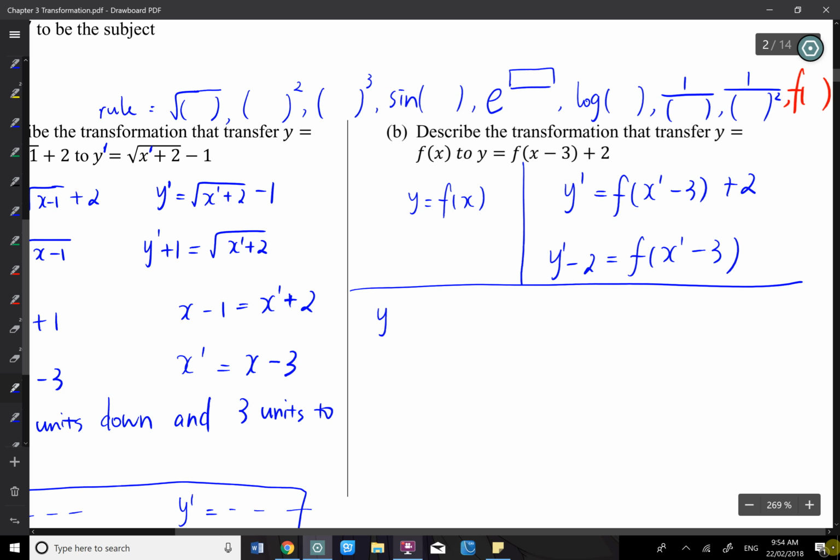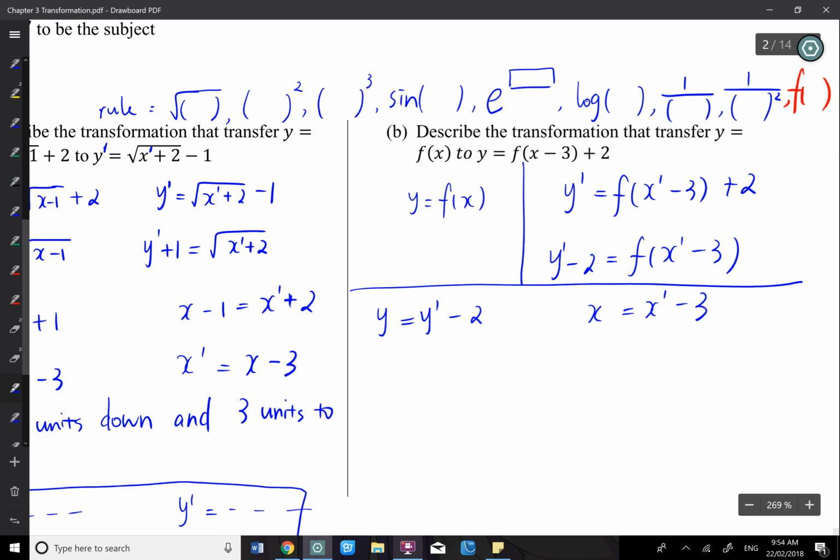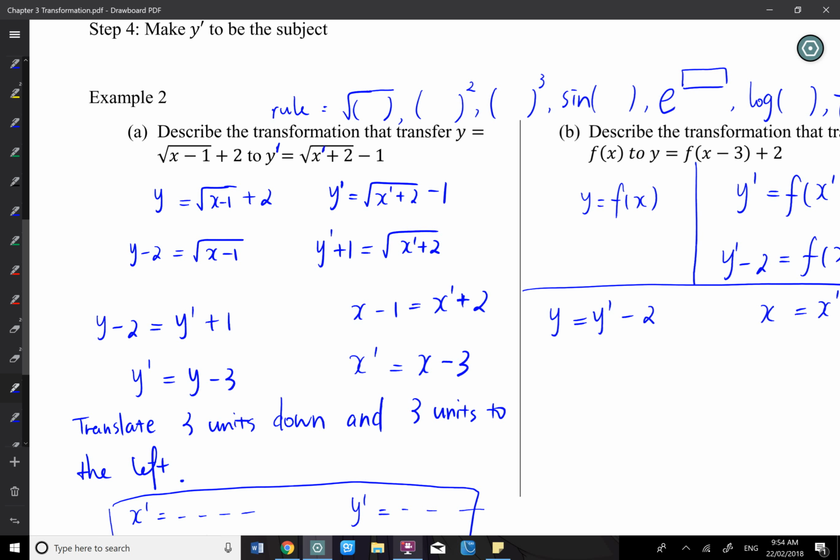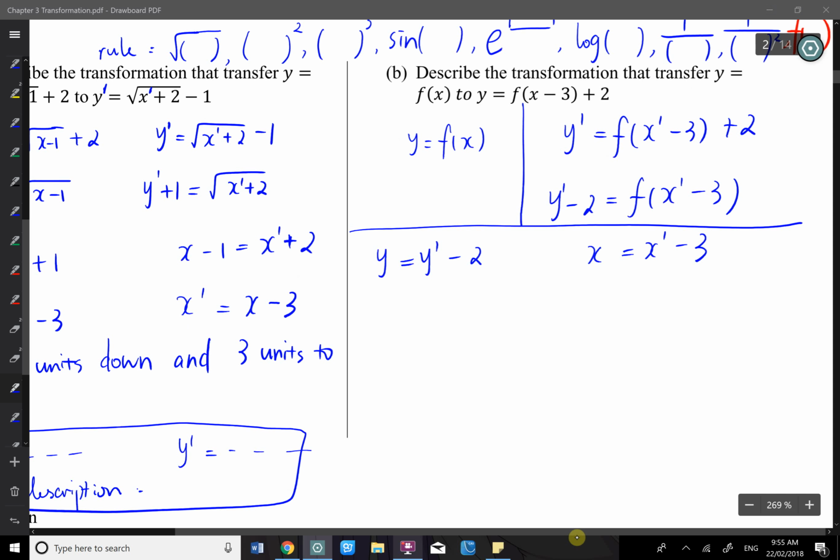So what I will have is y equals y dash minus 2, x equals x dash minus 3. I don't care about the same thing. I want to see what I have inserted into the function. Same as the square root, I have inserted x minus 1 into the original. I have inserted x dash plus 2 into the resultant function. So they need to be equivalent. Now again, I want the description. I need to make y dash the subject, and I need to make x dash the subject.